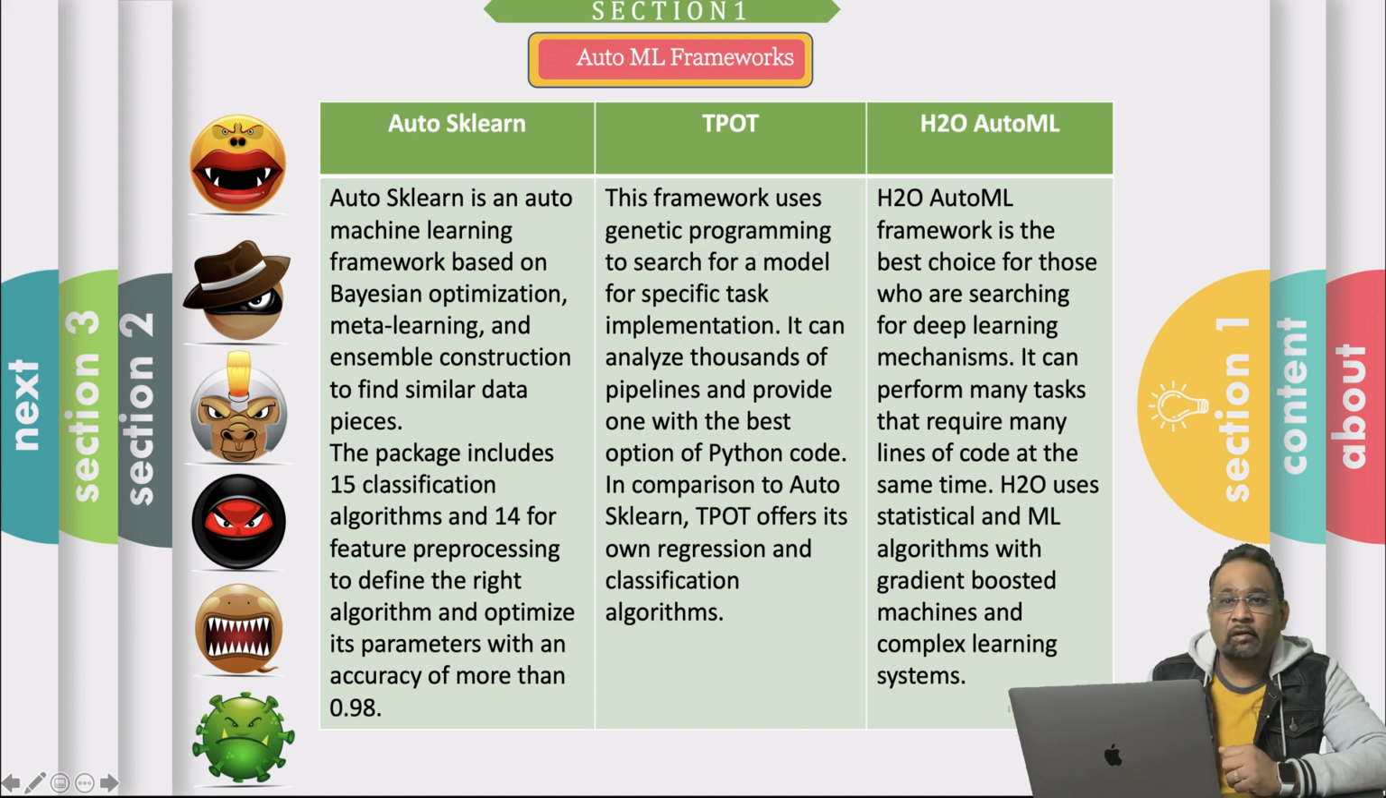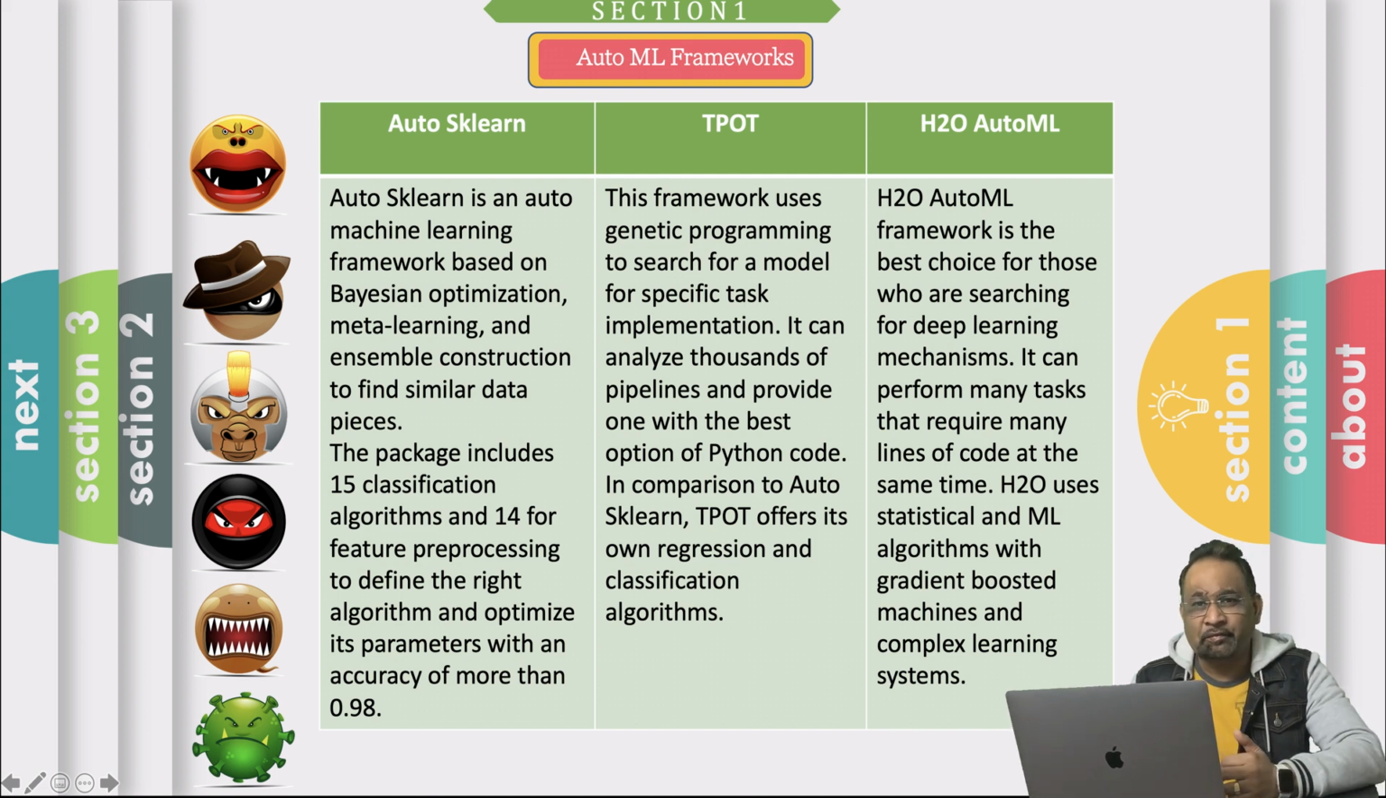And the third and the last one is the H2O AutoML. H2O uses the statistical algorithm with the gradient boost machine and complex learning system, and it also supports deep learning frameworks as well. It is definitely a leader among available AutoML frameworks in today's market and consistently releasing new features over time.